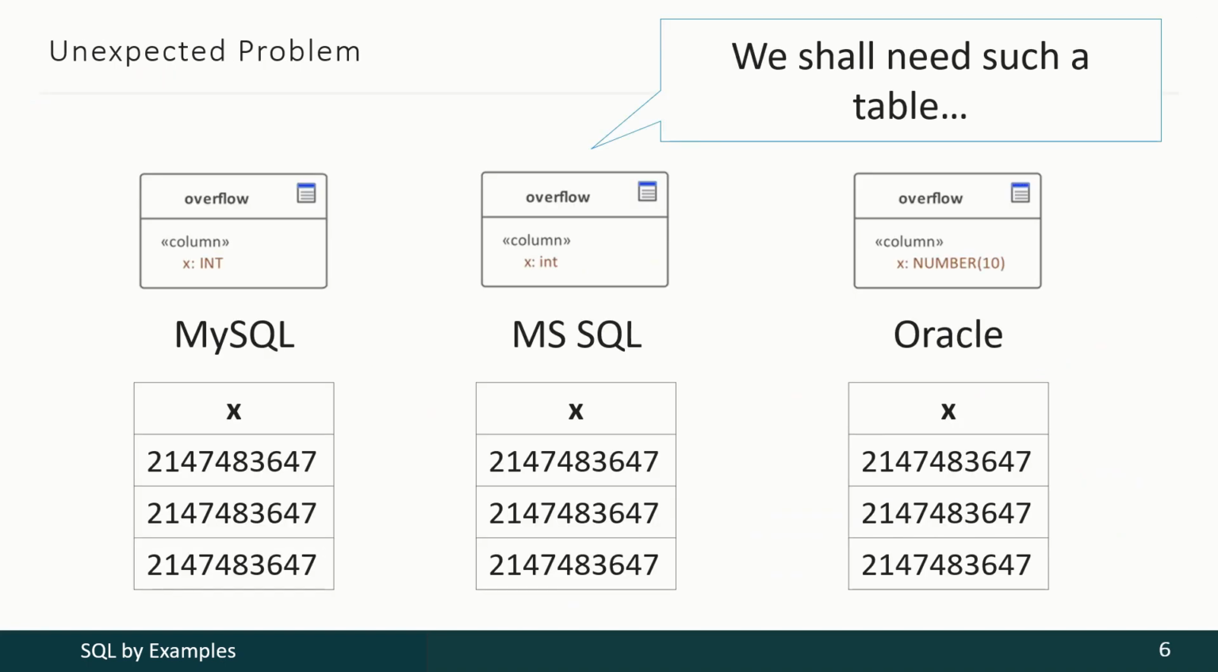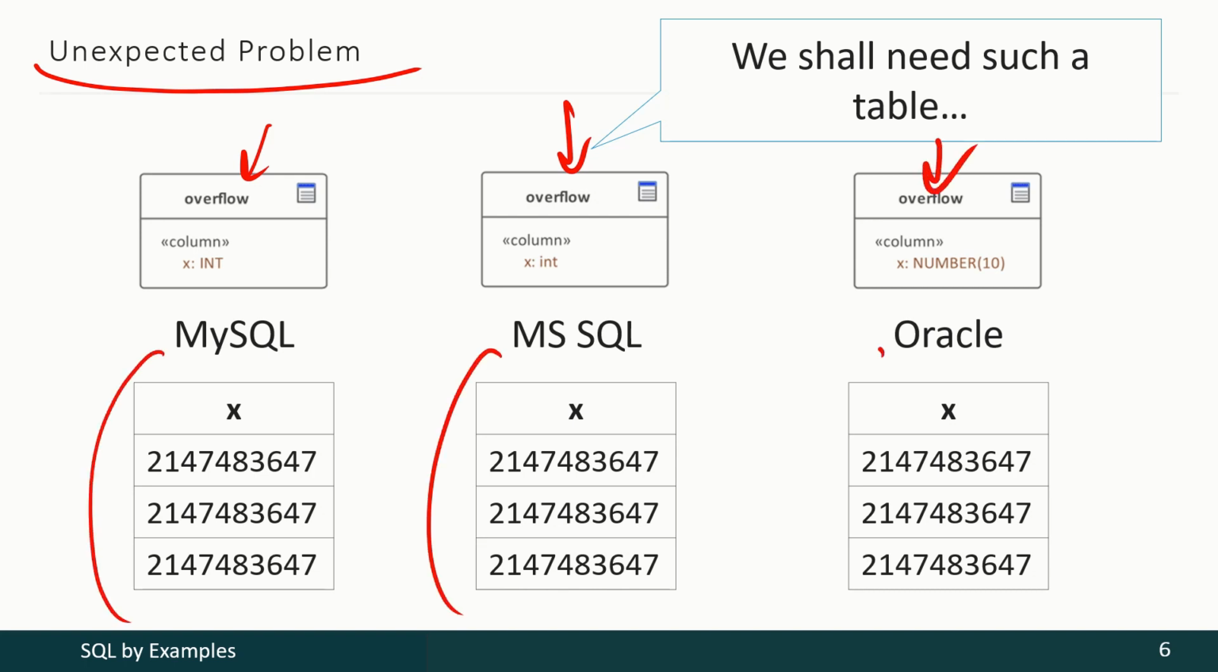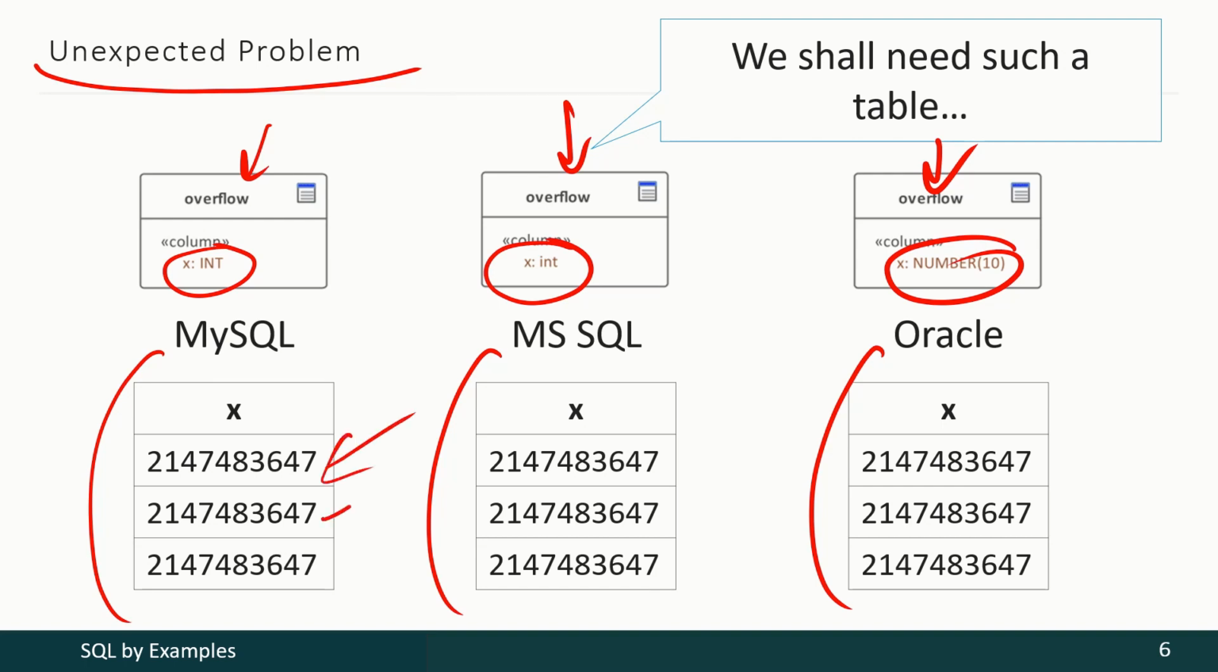And now let's explore another unexpected problem. Let's create such a table for all 3 DBMSs and put such data there. You may see that in each DBMS the data type for that field is integer, and these are the maximum integers that may exist in 4-byte mode.